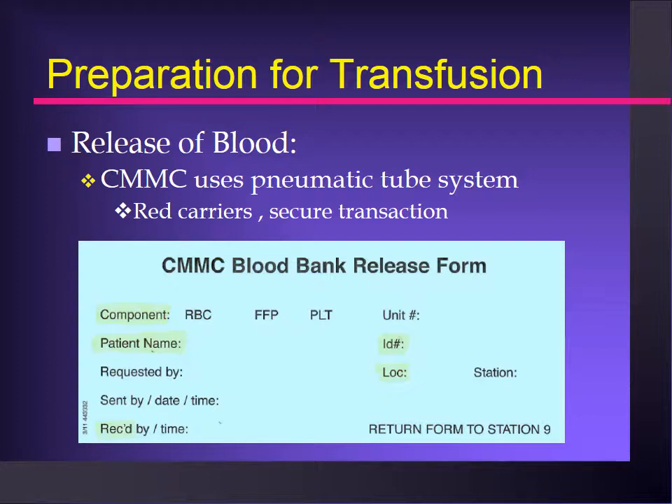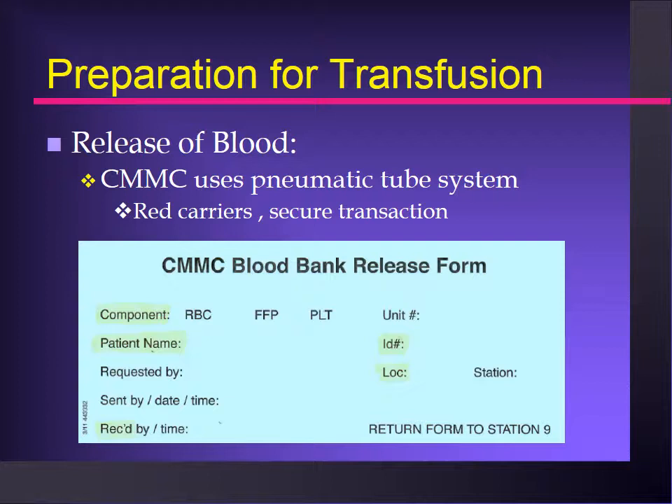Once you're ready for us to send blood up to you in the pneumatic tube system, you'll want to call blood bank, specify the component that you want, the patient's first and last name, the complete patient's blood bank identification, letters and numbers, and your location. We will do our double checks and issue it in the computer and tube it up to you.